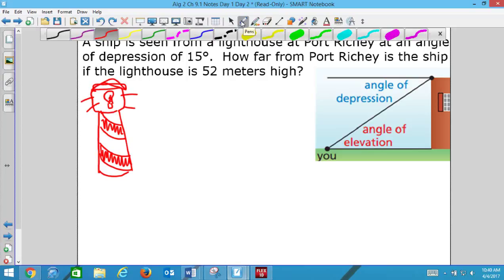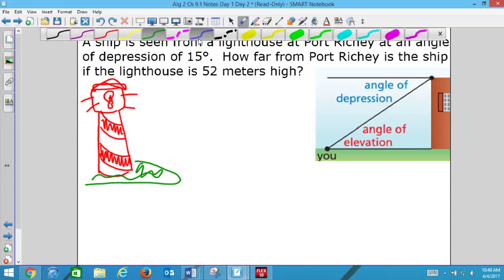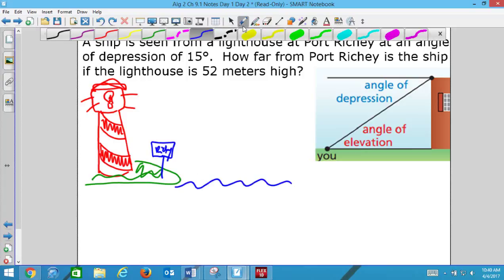Okay, and then what's a port? What's Port Richey? What is a port? Are they going to dock up here in the air? So they're going to dock on the ground here. Well, in the water, but the port would not be in the water. It would be next to the water. So here's Port Richey. It's just approximate. And then we've got our water, and then we've got our ship. Ooh, it's a purple ship this time.